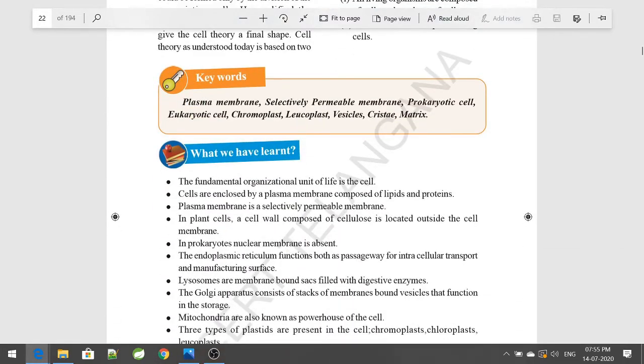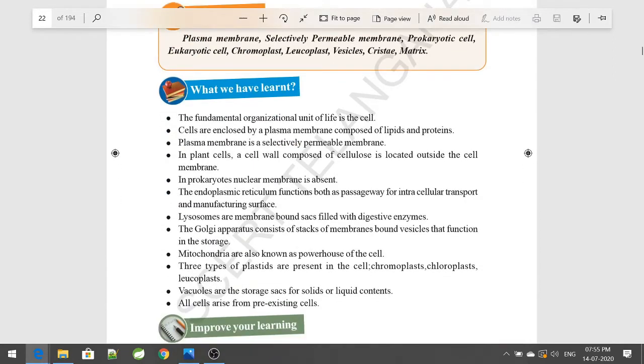Let's see. The fundamental organizational unit of life is the cell. Cells are enclosed by a plasma membrane composed of lipids and proteins. Plasma membrane is a selectively permeable membrane. In plant cells, a cell wall composed of cellulose is located outside the cell membrane. In prokaryotes, the nuclear membrane is absent. The endoplasmic reticulum functions both as a passageway for intracellular transport and a manufacturing surface. Lysosomes are membrane-bound sacs filled with digestive enzymes. The Golgi apparatus consists of stacks of membrane-bound vesicles that function in storage.